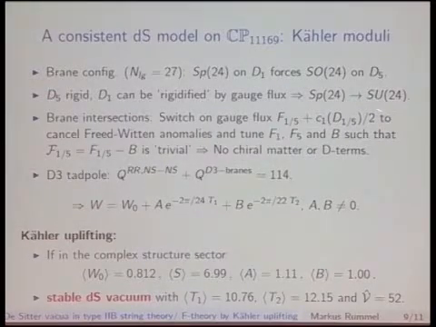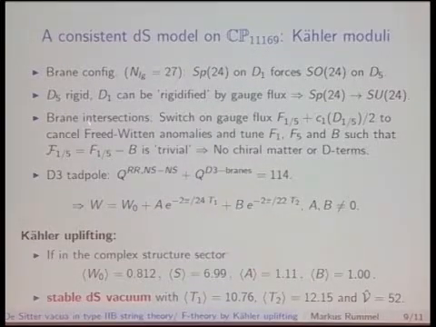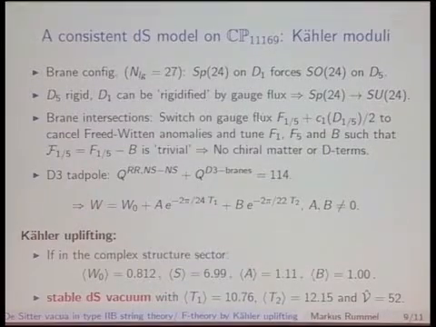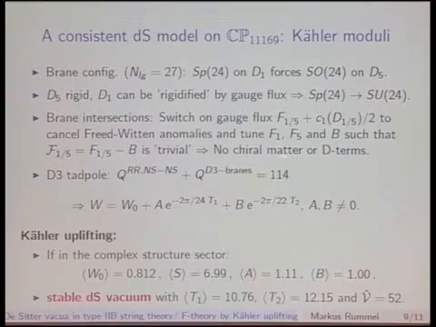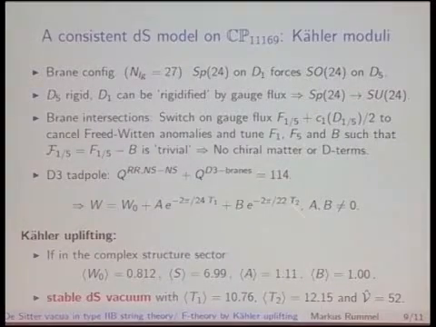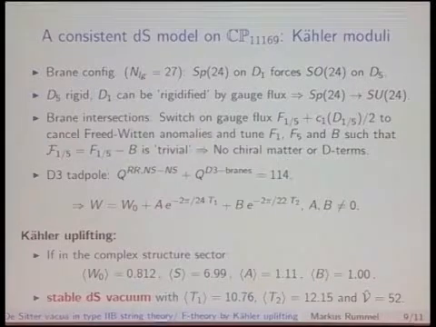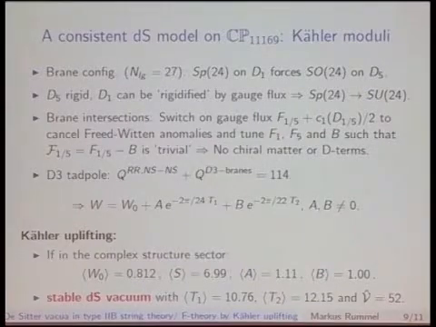D1, as I said, can be rigidified, which breaks the SP to SU. And then there are the intersections of D1 and D5. But you can switch on gauge flux that cancels the Freed-Witten anomalies in such a way that the net flux is trivial, so there's no chiral matter or D terms that again screw up your superpotential. So this works out if you do this for this model. How generic that is may be the question. But for this model it works.